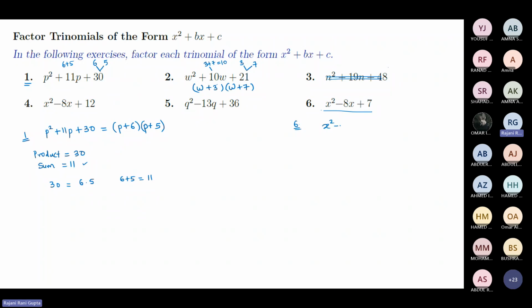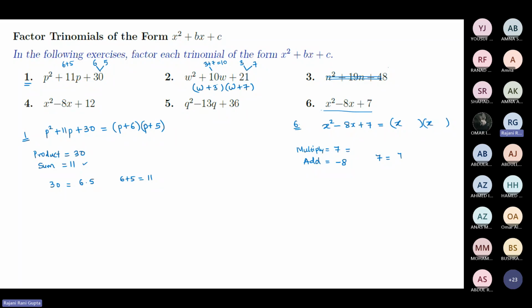x squared minus 8x plus 7. So you have to write it as a product of two brackets, x and x. You need two numbers which on multiplying give you 7, and when you add them, you should get minus 8. So tell me, what are the numbers? Minus 1 and minus 7. Very good.